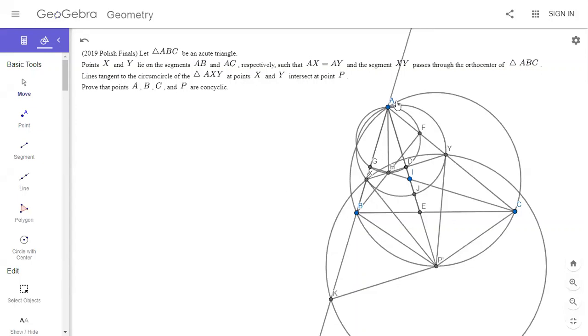So what was I thinking? We want to show AXY is similar to P prime XK, which is the same as showing triangle AXP prime is similar to YXK.